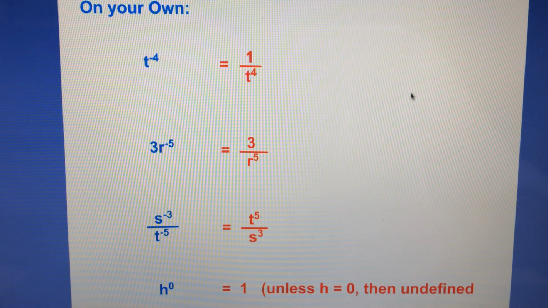That should cover our negative exponents. Go slow when you do negative exponents.